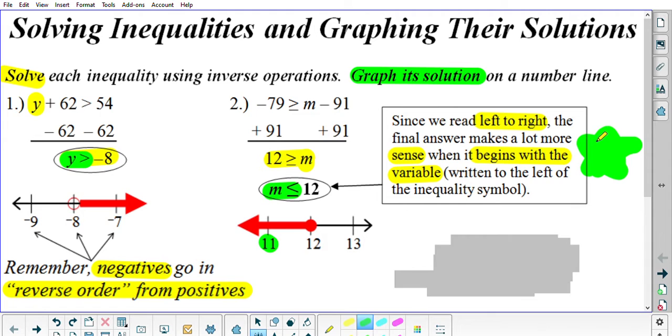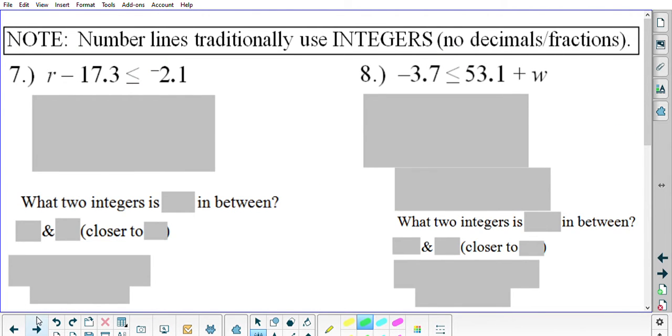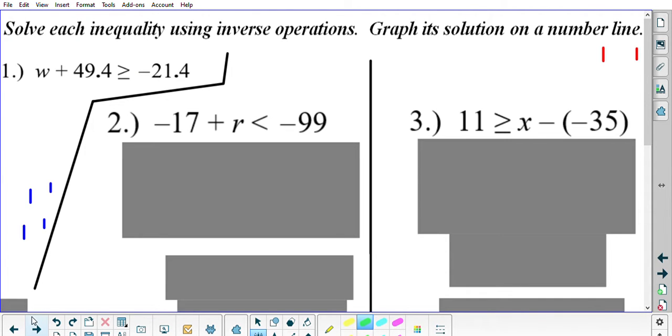It's very important that your final answer has the variable first, meaning to the left of the inequality symbol. That's the easiest way to be able to interpret your answer, and not just for the purpose of graphing, but it definitely helps with graphing. All right, so now that we've talked about numbers 1 and 2, let's skip the rest of the first page for now, and let's skip to the second page.